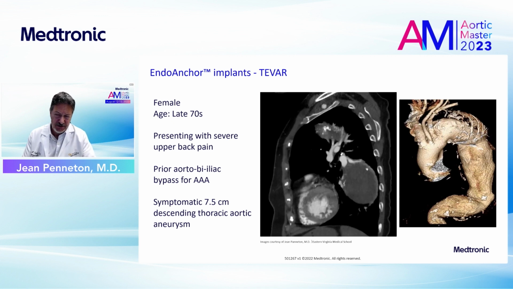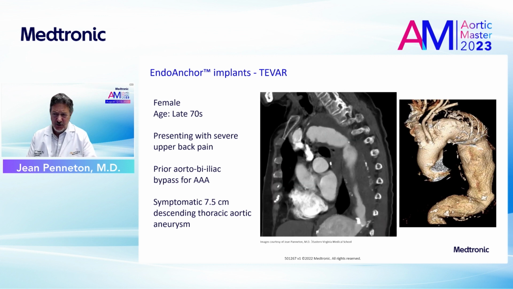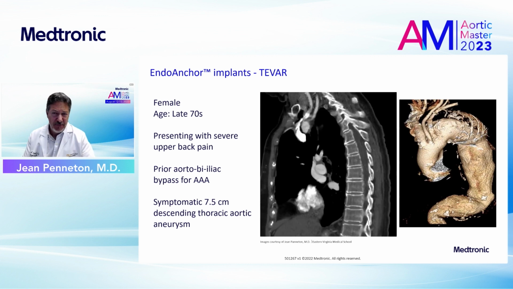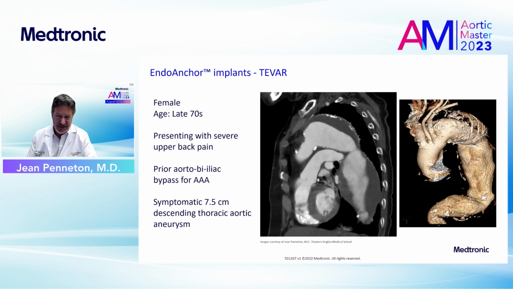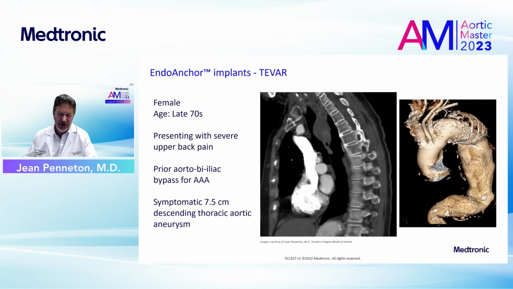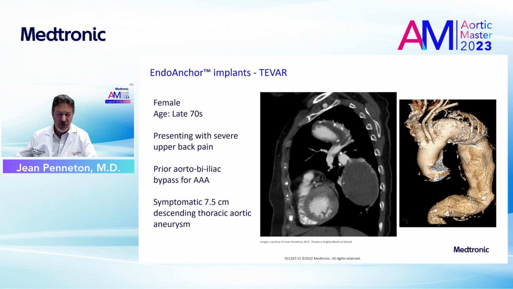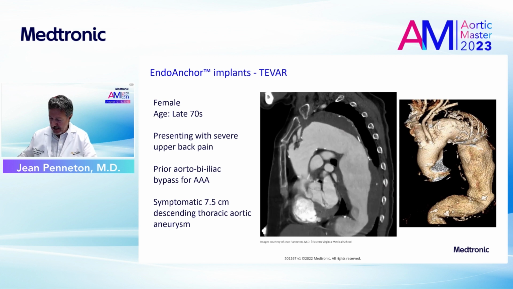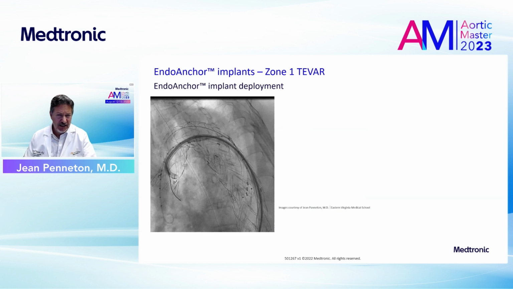So obviously this patient would ideally be best treated by a zone 0 TEVAR, but in an emergent setup like that, we tried to see if we could actually do a zone 1 TEVAR by doing a hemiarch debranching. So we basically planned to debranch the left carotid and the left subclavian artery surgically, and this was then followed by a zone 1 TEVAR.